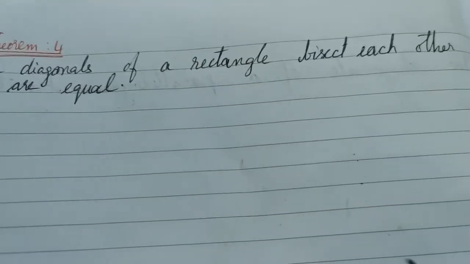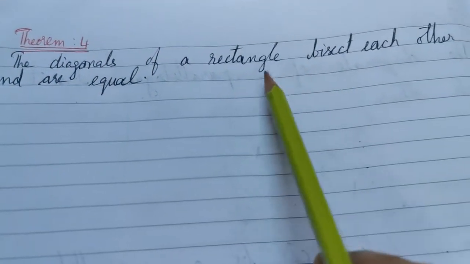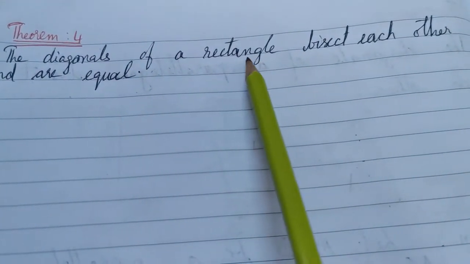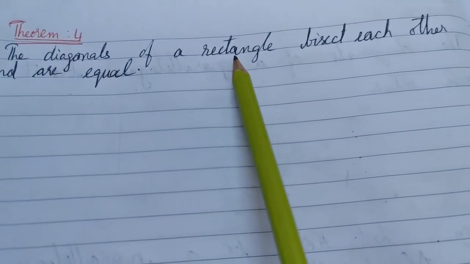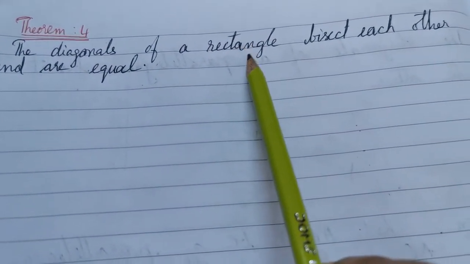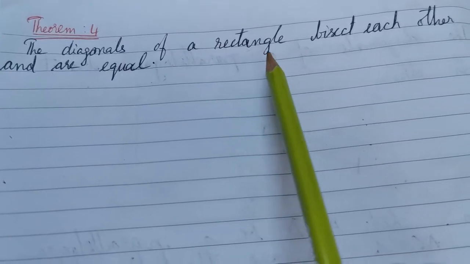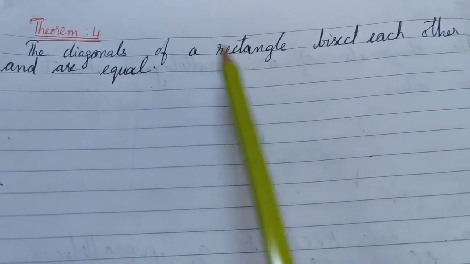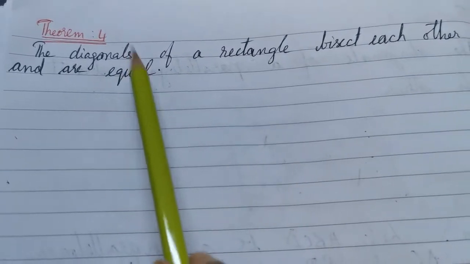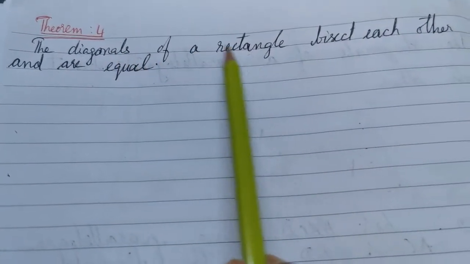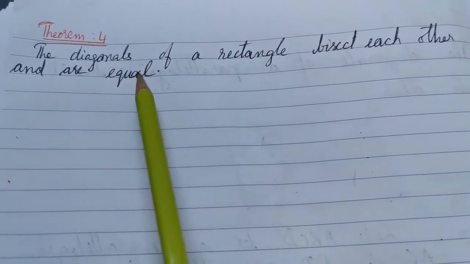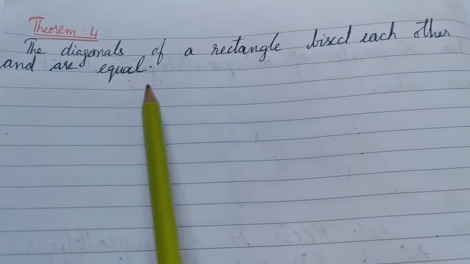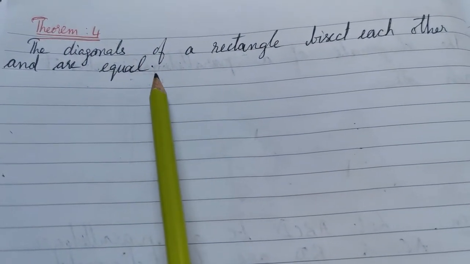Now let's look into a theorem which proves one of the properties of a rectangle. In a rectangle, the diagonals bisect each other and the diagonals are of equal length. So theorem 4 states that the diagonals of a rectangle bisect each other and are equal. So we have to justify this statement.